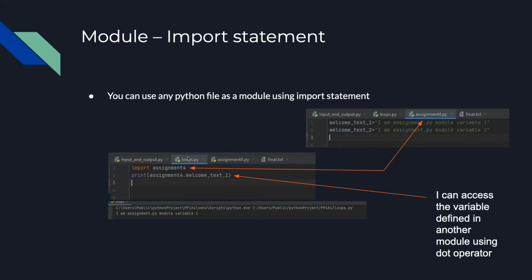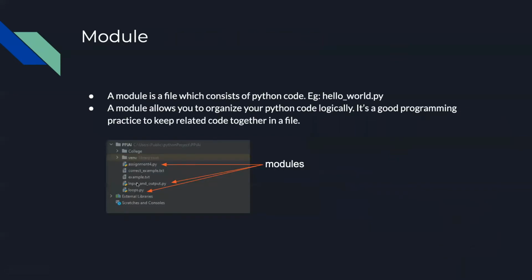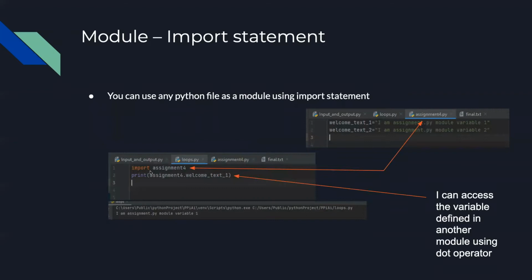So in this loops.py file, say for whatever reason we wanted to import something that's in the assignment4.py file. In order to do that, all we really have to do is type import assignment4. And on the previous slide, since these were in the same folder, our loops.py file is able to find our assignment4.py file, no problem. So we just import assignment4 and we leave off the .py there.